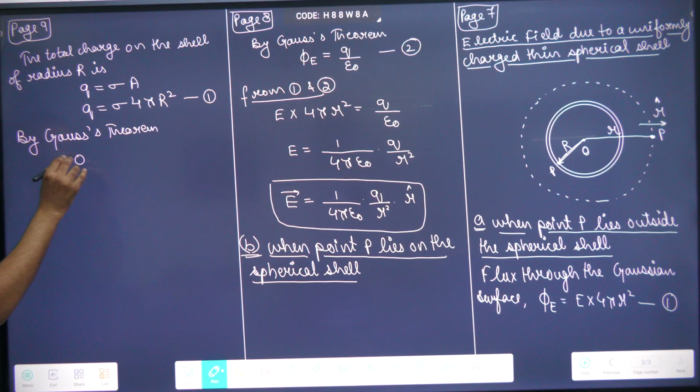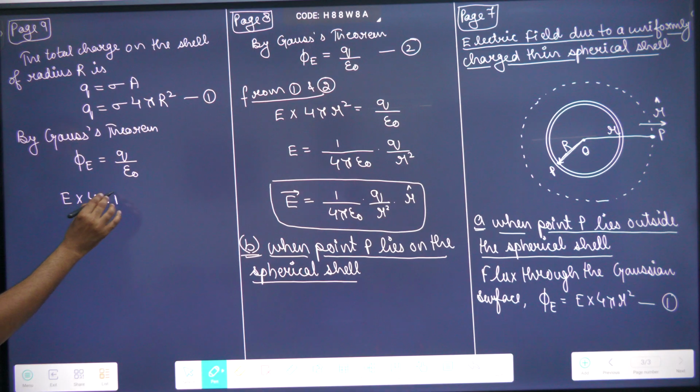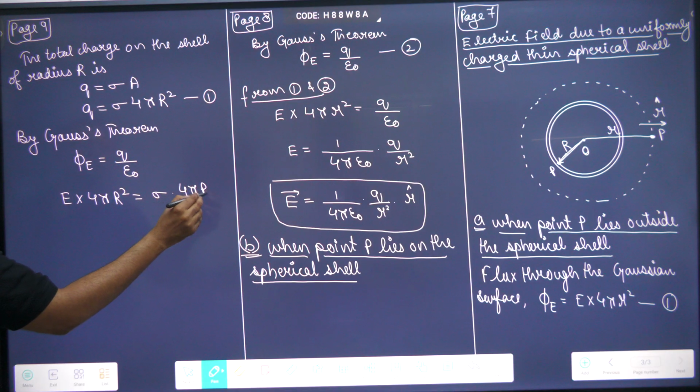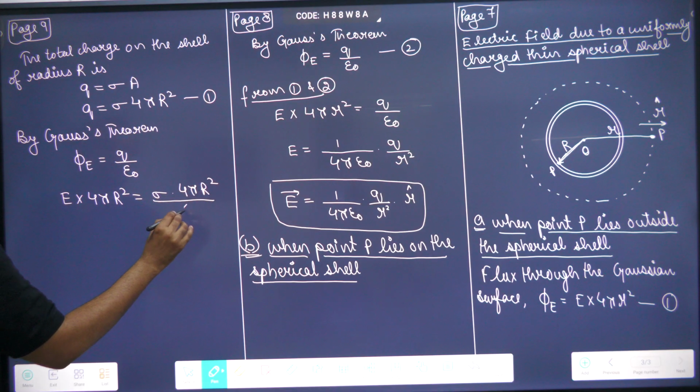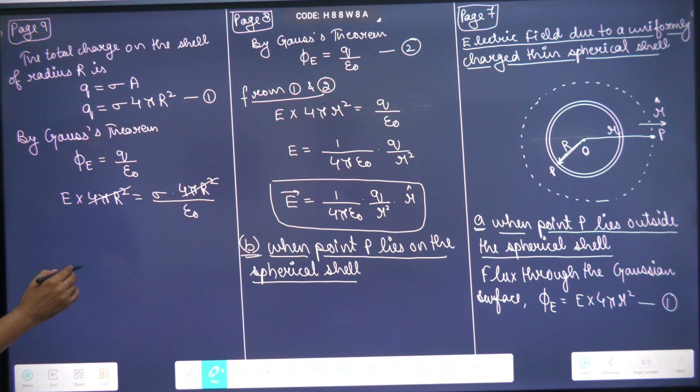By Gauss theorem, phi E is equal to Q upon epsilon naught. And what is phi E? Phi E will be E into 4 pi r square, and Q is equal to sigma into 4 pi r square upon epsilon naught. So 4 pi r square will cancel out.